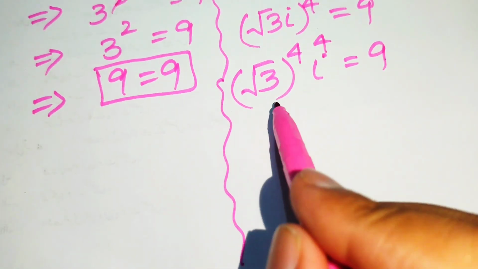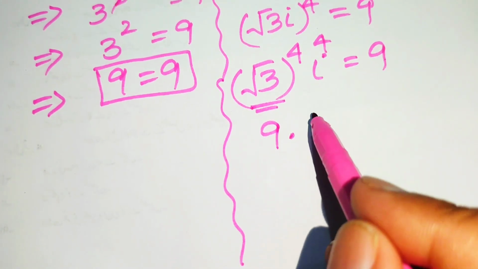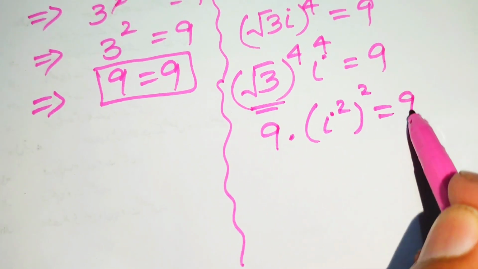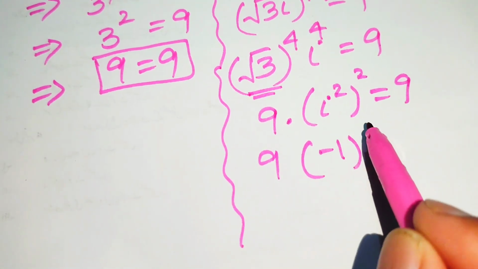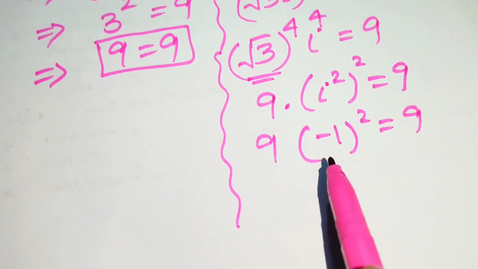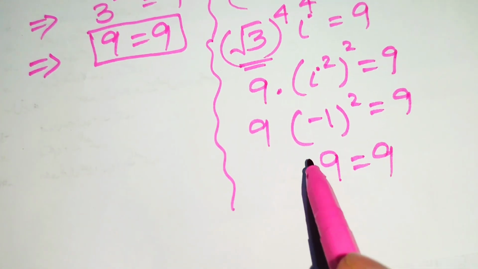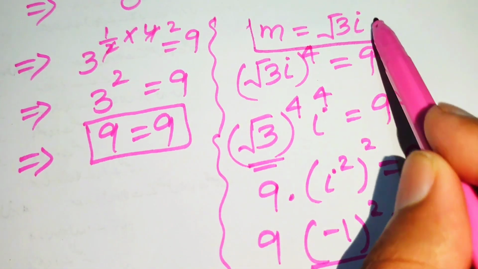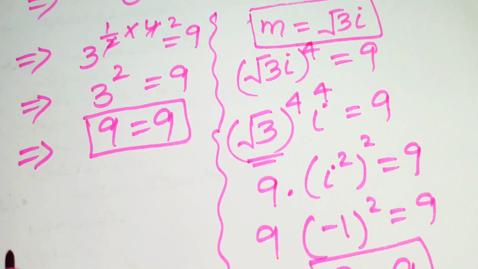So this term is equal to 9, and here we have iota square and its whole square. We write it as iota square and its whole square equals 9. We know that the value of iota square is minus 1, so it is minus 1 square equals 9, and minus 1 square is plus 1, so we have 9 equals 9. So the value m equals square root of 3 iota also satisfies the given question statement.